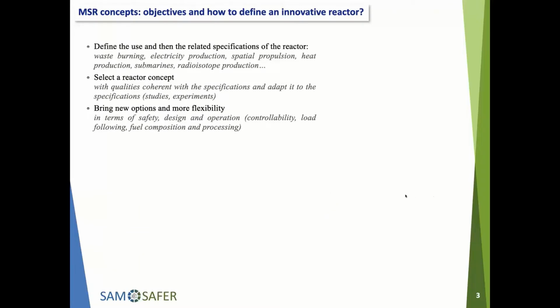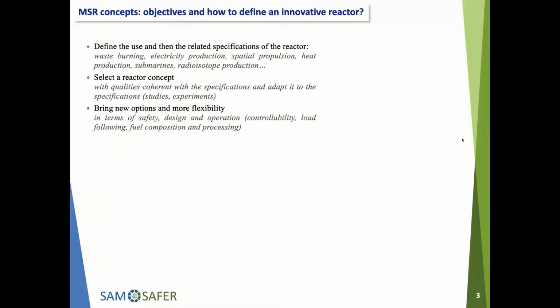I will just remind you of one slide that I presented last time during module 5. As you know, the idea is to define an innovative reactor when we take into account what we want to do with the reactor. So we just have to define the objective of the reactor and then to identify the best concept available to fulfill this objective. So as I already mentioned, there are many objectives for a nuclear reactor and associated related specifications. It depends on what you want to do with the reactor.